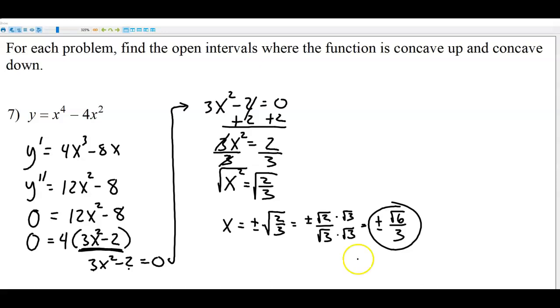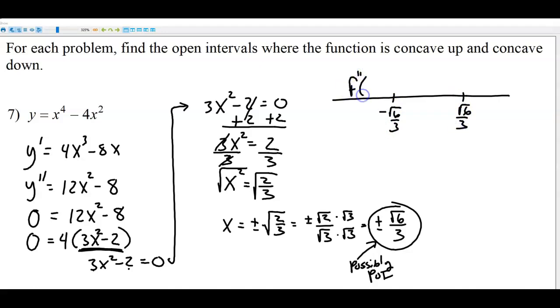What are they? Well, these are possibly points of inflection. They will be points of inflection if the concavity changes at those points. So we have negative square root of 6 over 3, and we have positive square root of 6 over 3. And we need to pick some numbers to the right and left there. Now, those are weird numbers.